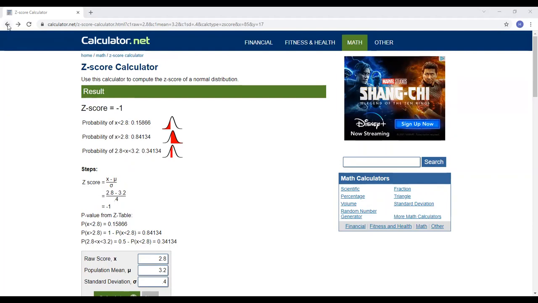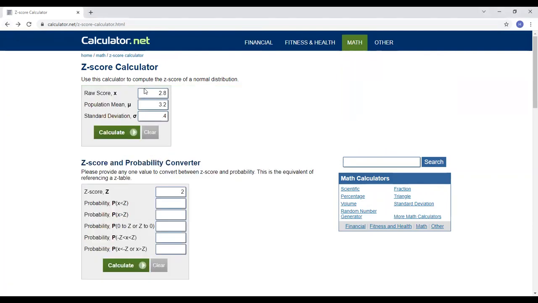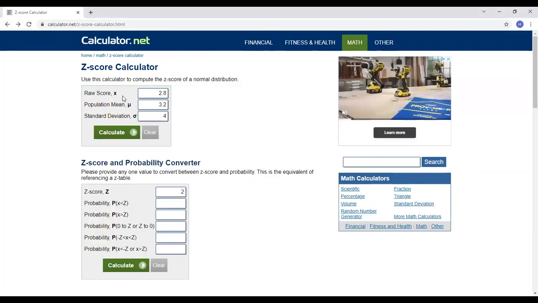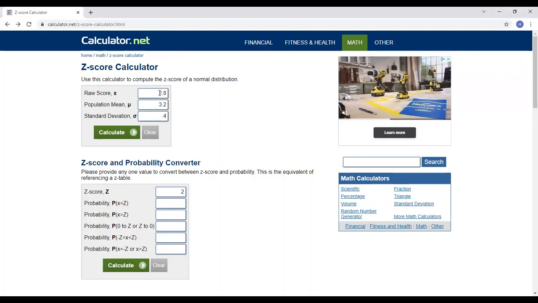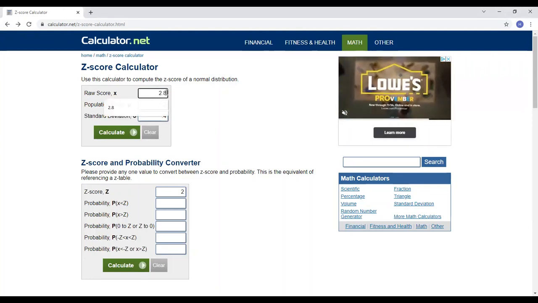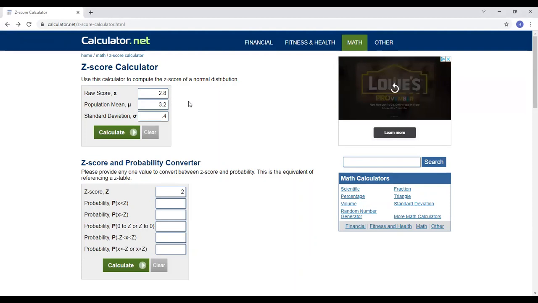So here it is. Let me start from the beginning so you see what happens. Once you go there, all you need is to give it your raw score. I typed 2.8 because I tried this before I started this presentation. Give it the mean. By the way, the symbol for the mean is the Greek letter mu. The mean is 3.2. And give it the standard deviation. The Greek symbol for standard deviation is lowercase sigma, and it is 0.4. All you need is to hit calculate.